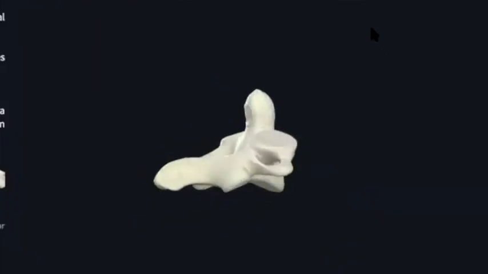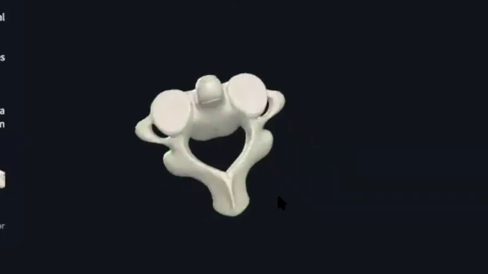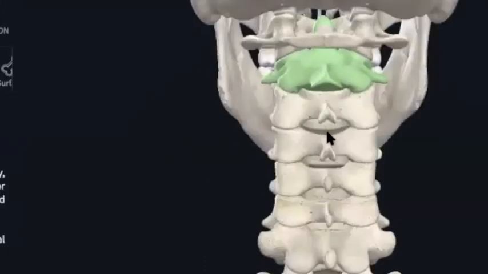Right over here, you have a couple of distinct features. This region right here is called the dens. It's a modified body, which we'll see. But then it's going to have these other typical vertebral features. Let's look at a more typical one. Let's just take a random 5th cervical vertebra.